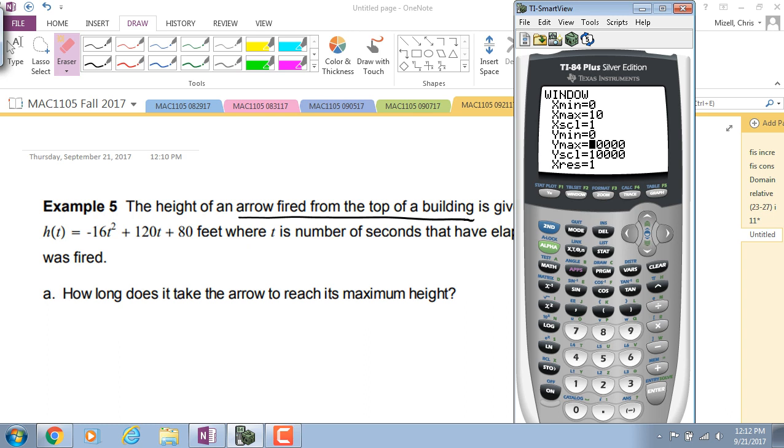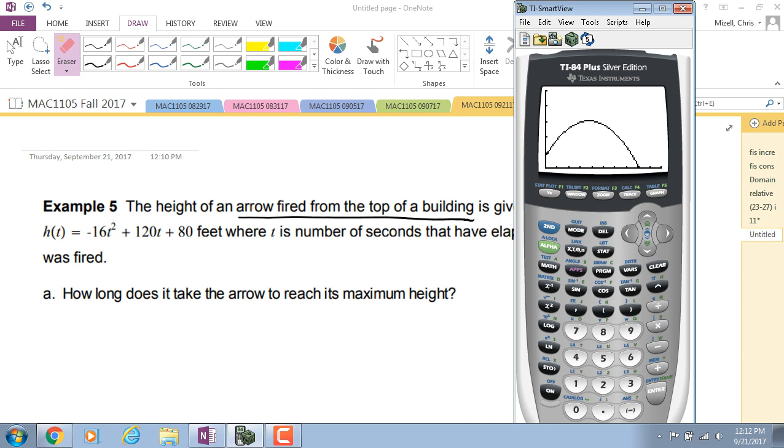It's not going to go below ground level, so I'll set the y min at 0. It's not going to go 50,000 feet into the air. Maybe 500 feet, though. Let's go 500 with a y scale of 100. So with this viewing window, I think it's going to give us a pretty good idea of what this looks like. So here's the graph. This gives the height of the arrow, and I suppose if it's kind of aimed a little sideways, it might mimic the flight of the arrow as well.